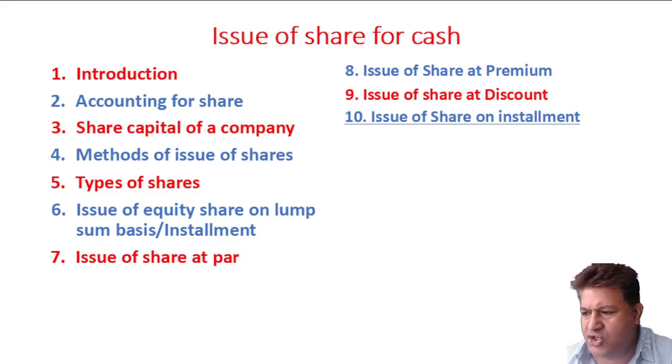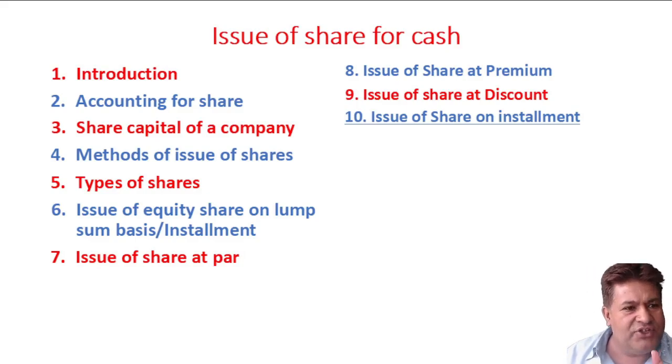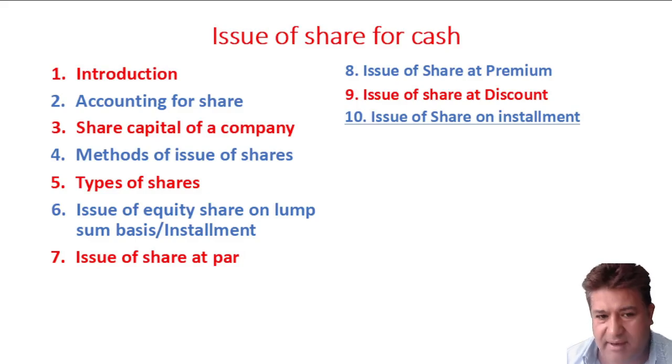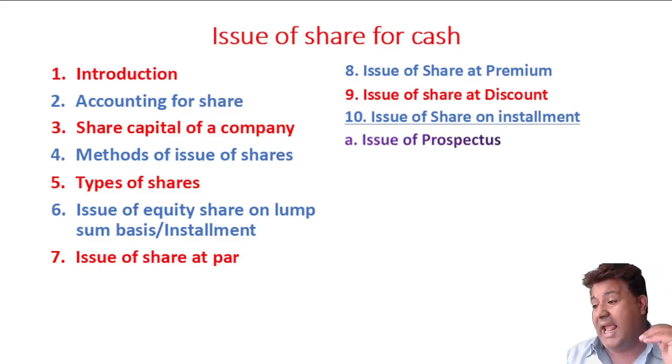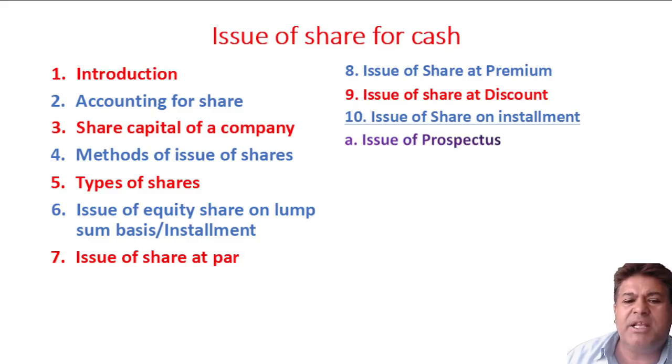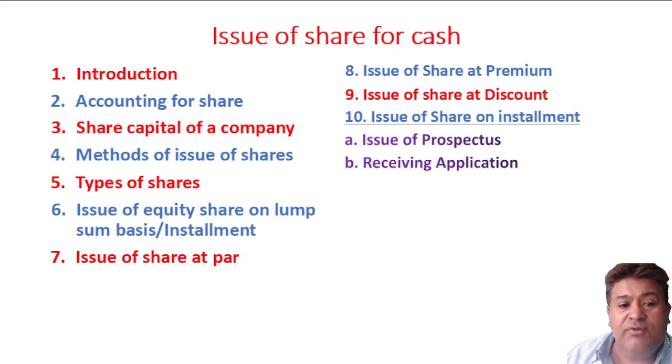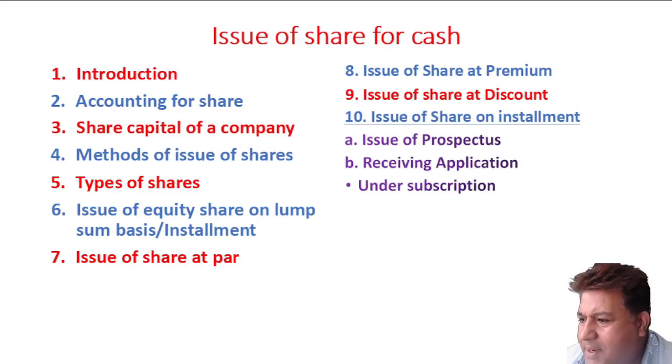So let's talk about from here. Our main journey of accounting for share starts. That is issue of share on installment. In the installment case, first of all, the company issues the prospectus. Prospectus means inviting people to apply for the shares, right? So in this case, first of all, you are going to receive the application.